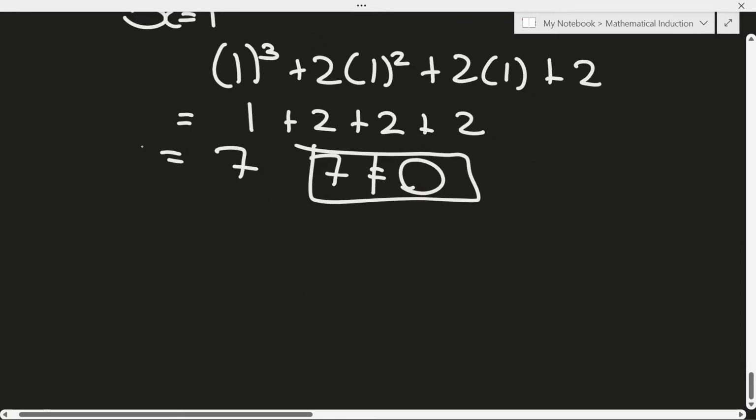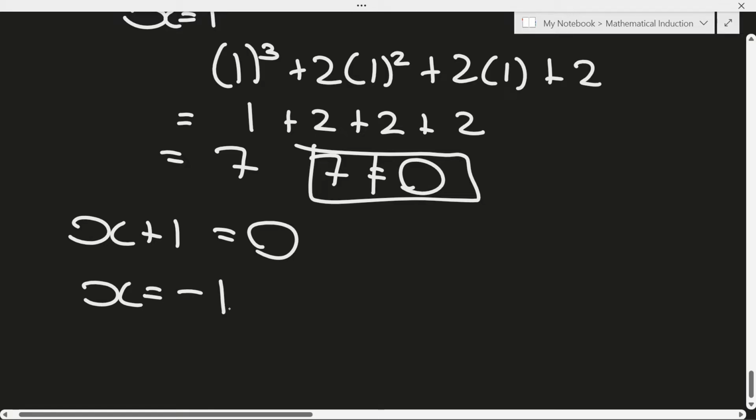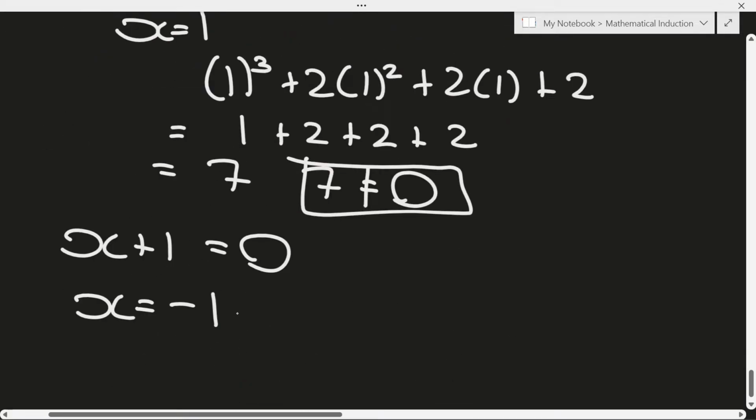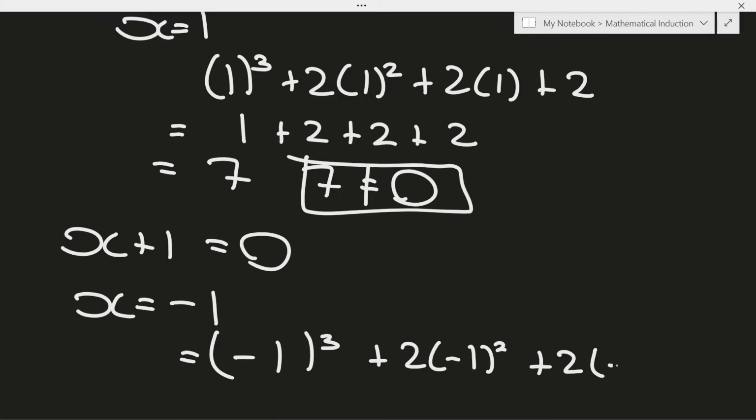So let's try x plus 1 equals 0. We're saying that x plus 1 equals 0 will be a factor. So if x plus 1 equals 0 is a factor, x would be equal to minus 1. So let's substitute minus 1 here. So we'll have minus 1 cubed plus 2 minus 1 squared plus 2 minus 1 plus 2.